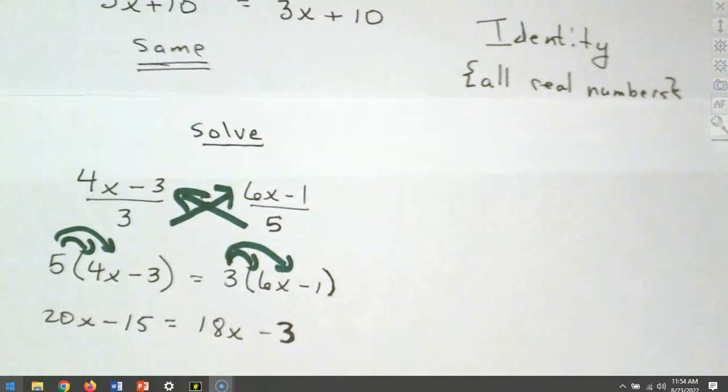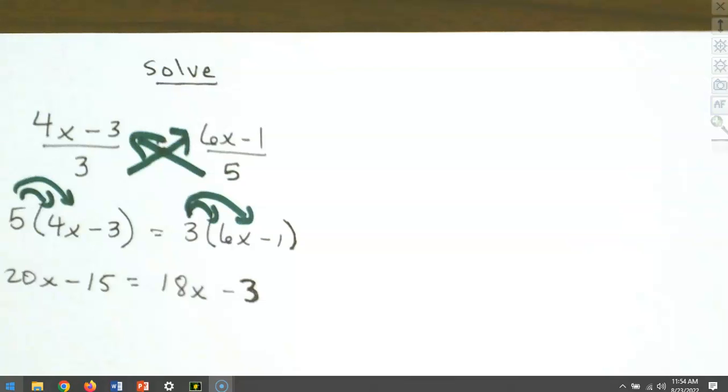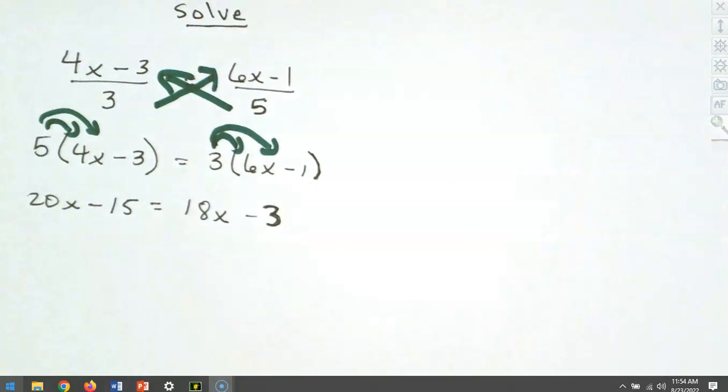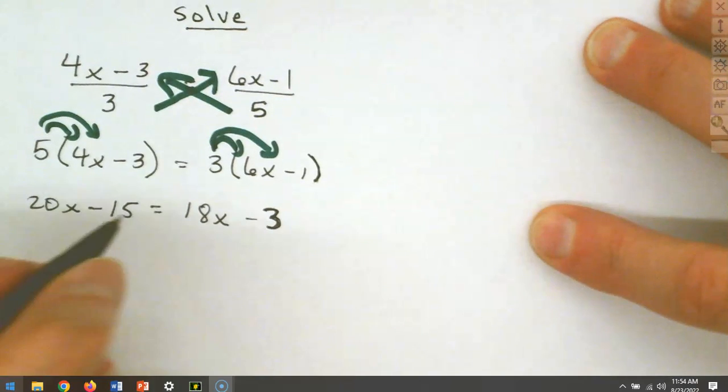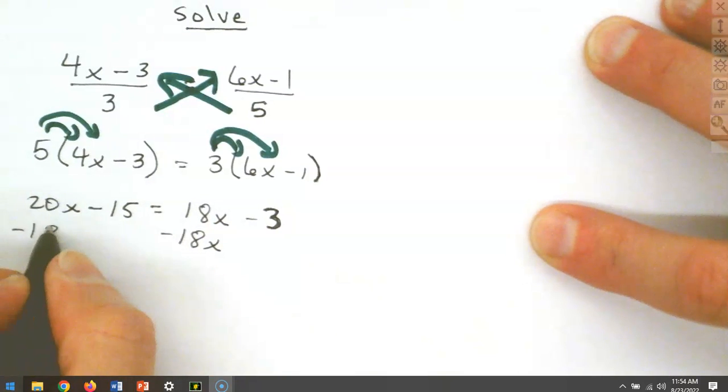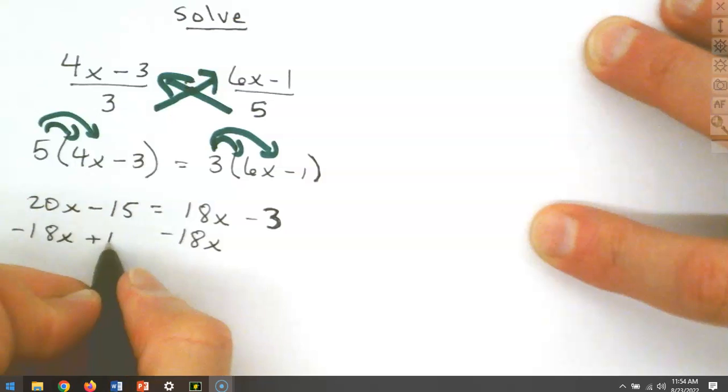Move that up so we can see. Sorry about that. So we cross multiplied, and then we distributed that 5 through, and the 3. Now we can finish it. So now I'm going to move that 18x over with subtraction and add the 15 over.